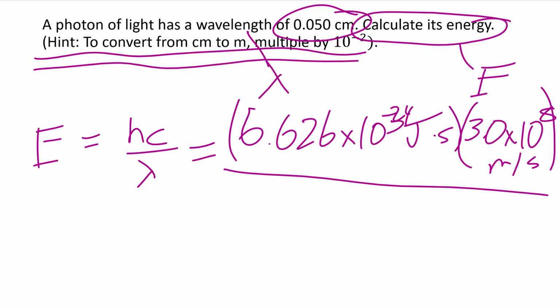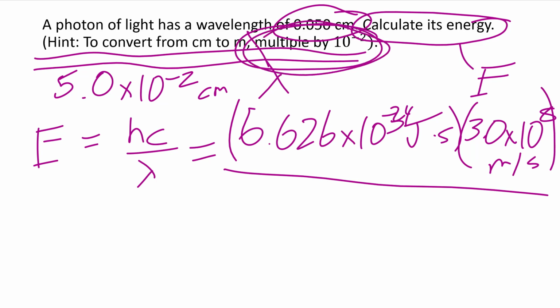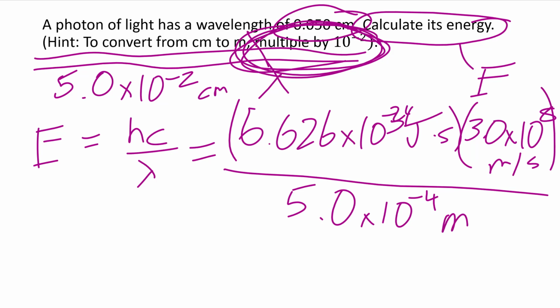So first we convert 0.050 into scientific notation, 10 to the negative 2 centimeters. And it says multiply by 10 to the negative 2 if you want to convert from centimeters to meters. So we're just going to add those exponents. 5.0 times 10 to the negative 4. Remember, when you multiply two numbers with the same base, the exponents get added. So there you go. You see the meters cancels the meters, the second cancels the seconds.